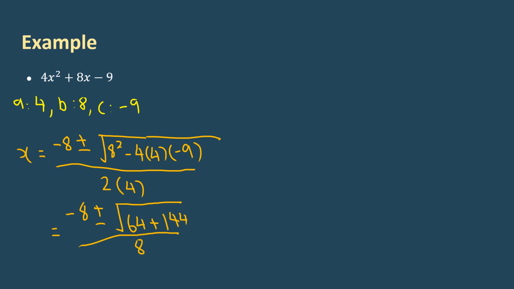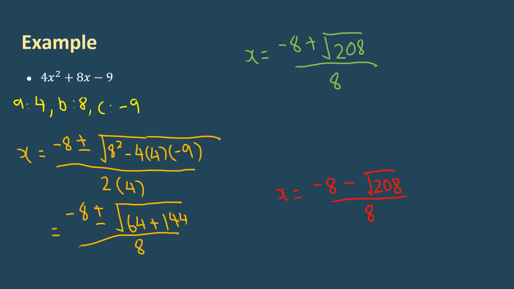Over 8. As usual, I'm going to split it. x equals negative 8 plus square root 208 over 8, or x equals negative 8 minus square root 208 over 8. After that, we're going to use our calculator to solve this. We should get x equals 0.803, or x equals negative 2.80. So that's our final answer for this question.